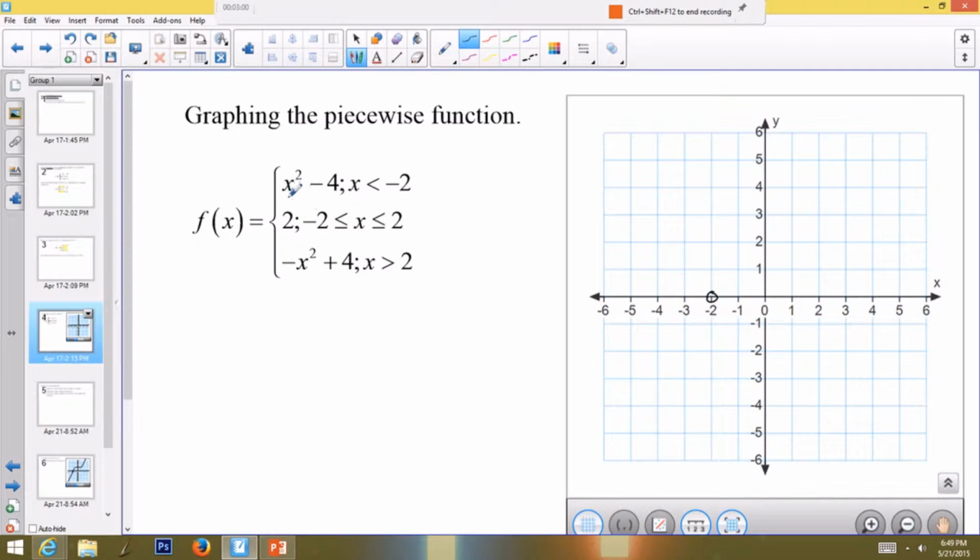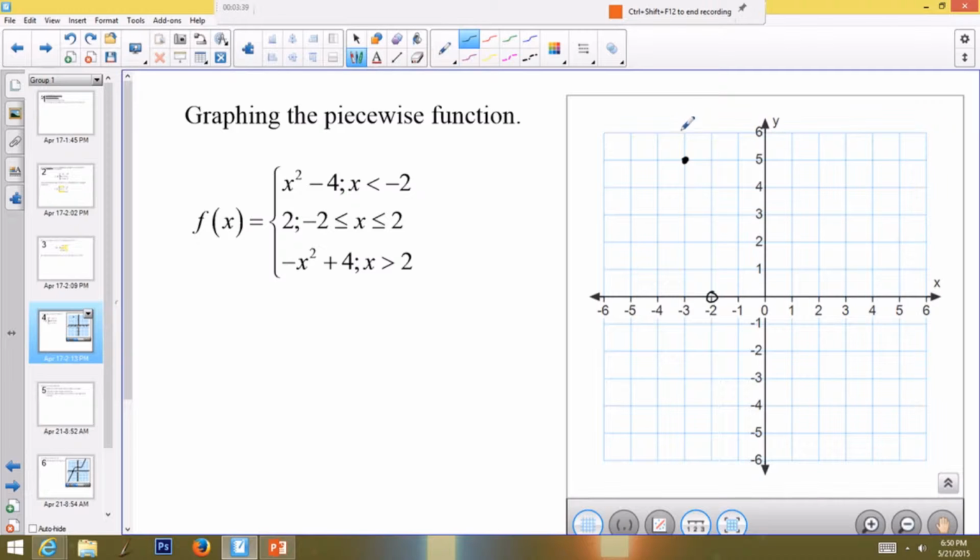Now I know that this is a parabola that opens up, and if it was just a normal parabola, not a piecewise function, I would get a graph that goes down through negative 4 and then back up. So I'm going to plug in another point that's inside this piece of the domain. Say, negative 3. Negative 3 squared, negative 3 times negative 3 is 9, minus 4 is 5. So at negative 3, 5, I have another point that's part of the parabola.